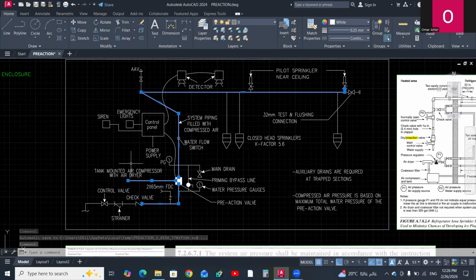But its cost is higher than compressed air. The cost of generating nitrogen through nitrogen generators is higher.